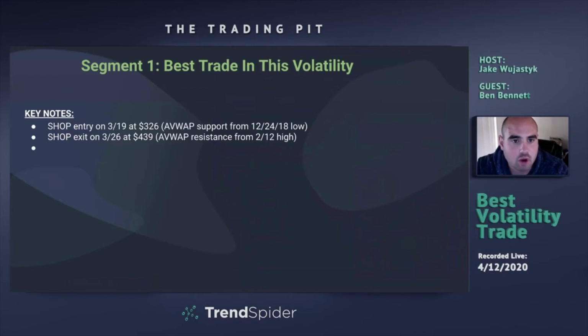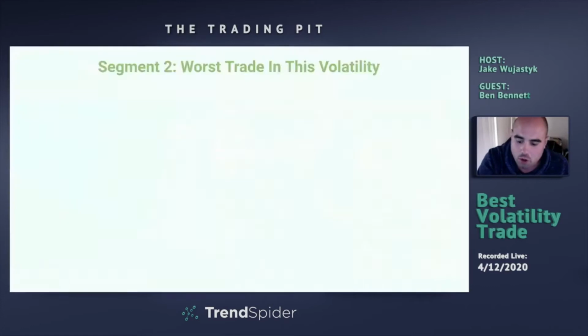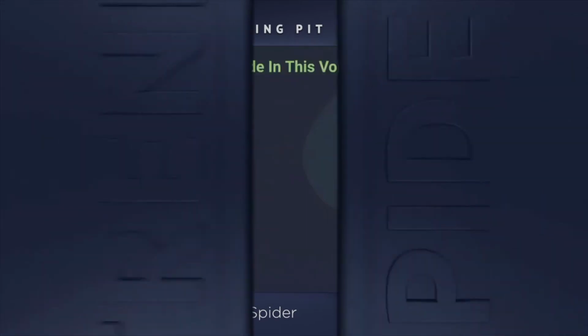Well, awesome. That's a great example, especially of using the anchored VWAP, using those moving averages and trend lines together to find confluence at the upside. But that's the best trade. I wish we could all have the best trade. What's the worst trade in this volatility that you had?